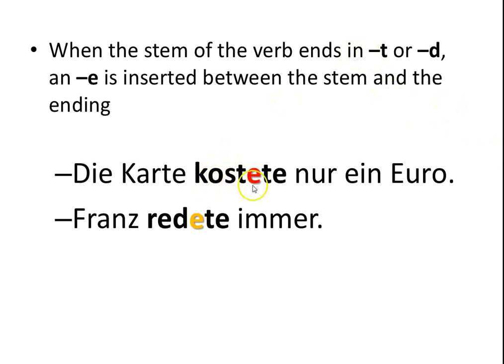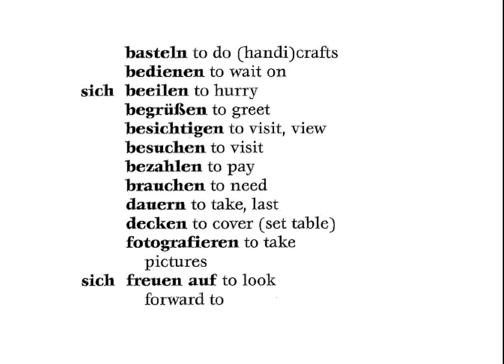So here we have kosten, which ends in a T: Die Karte kostete nur einen Euro. The ticket cost only one euro. Franz redete immer. Franz always talked. Past tense. Reden, to talk, ends in a D, so add a buffer E. Those are one of the exceptions to the rule you want to watch out for.